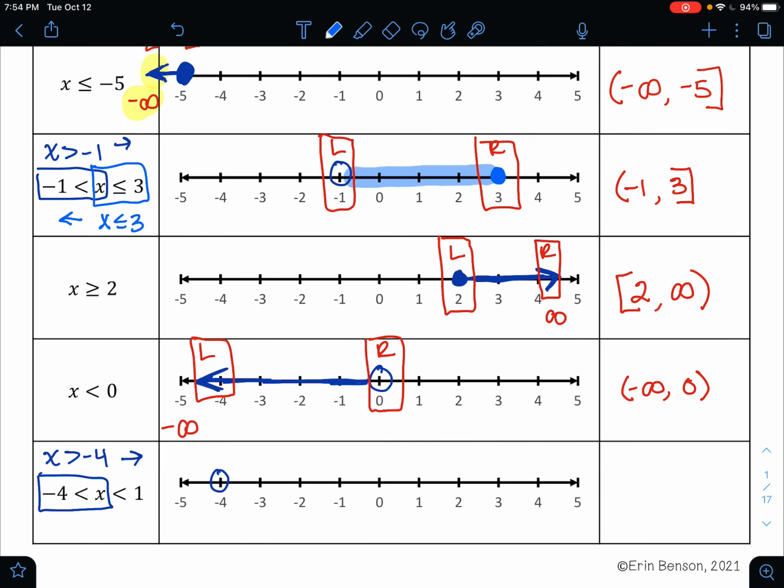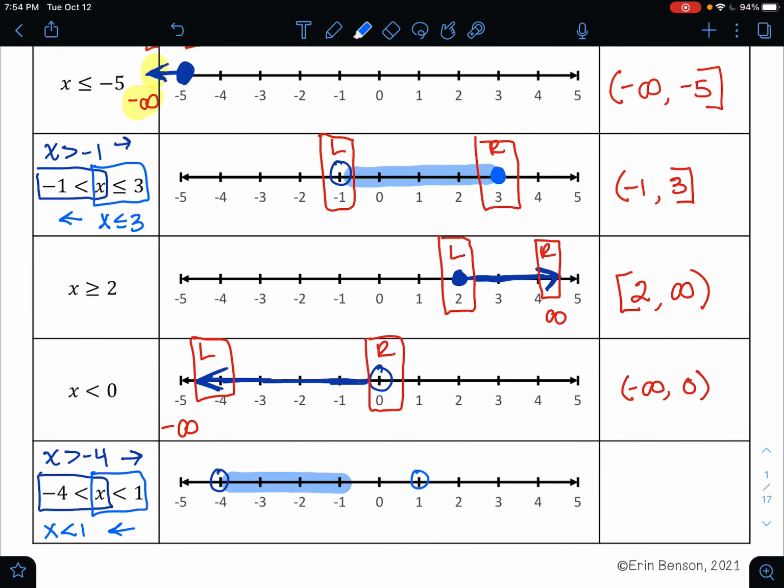The other inequality that we have here is x is less than 1. So 1 is going to have an open circle. And when I shade this one, I'm going to shade to the left because I want all the numbers that are smaller than 1. So for negative 4, we're shading to the right. For 1, we're shading to the left. So that means that we are shading in between them.